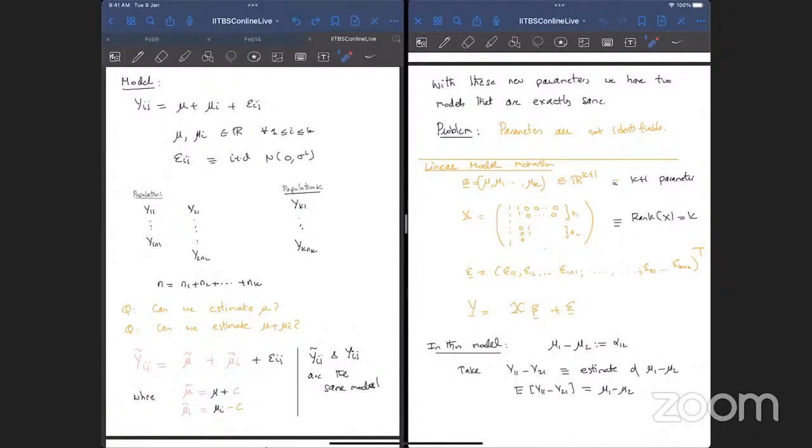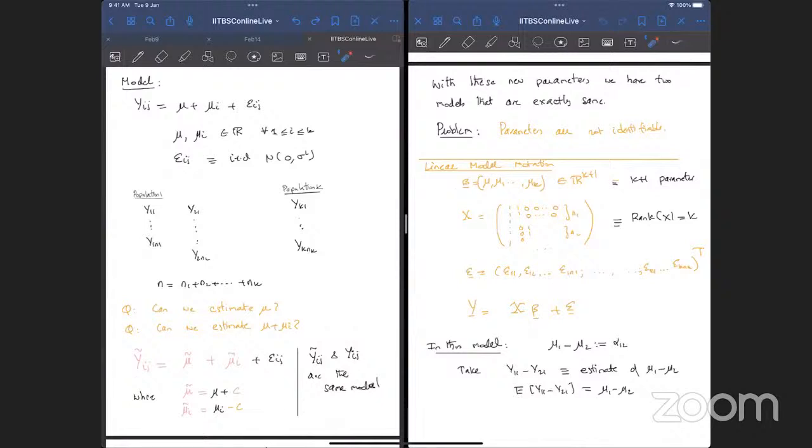Got it. So, in order to do mu1 minus mu2, for example, to estimate mu1 minus mu2, would you need a different design matrix such that you will get mu1 minus mu2?